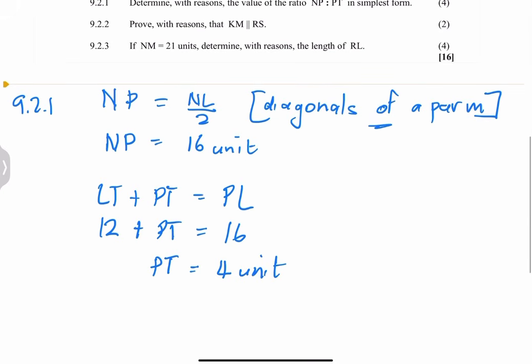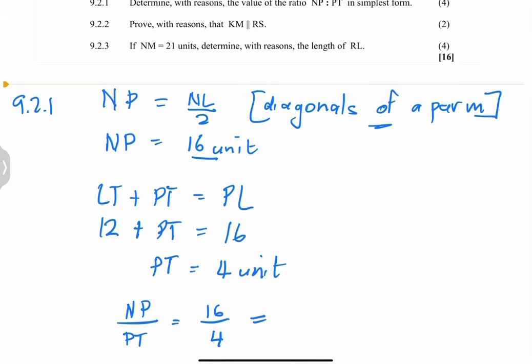Now, if you think about it, we are taking NP to PT. So NP over PT, this is 16, which we got there, divided by 4. And remember, when we talk about a ratio, we're talking about the basic size of their relationship, in this case.